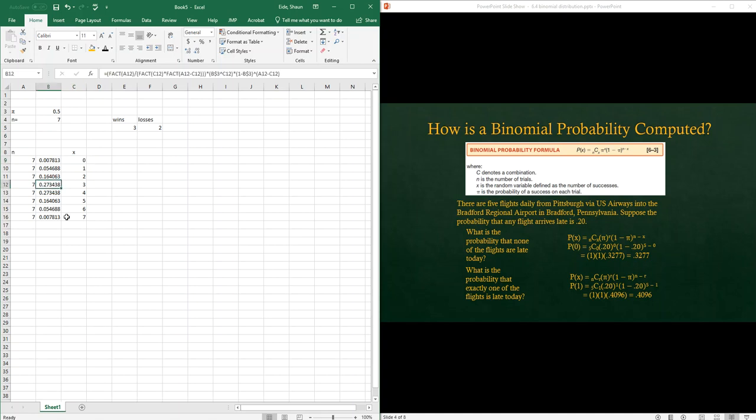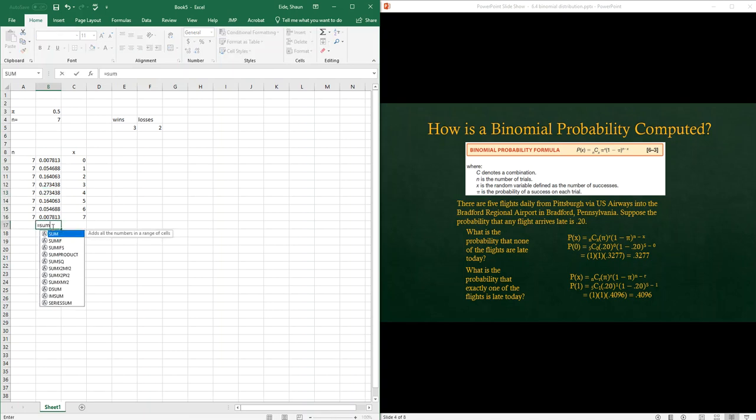The probability that they will win exactly 2 of their remaining games is 0.164063. All right, now what if I want to know the probability of them having a winning season? In order to determine that probability, we need to add up all of the probabilities of 4 or higher, because if they win 4 games, then they will have a winning season. So 4 or more games, they will have a winning season.